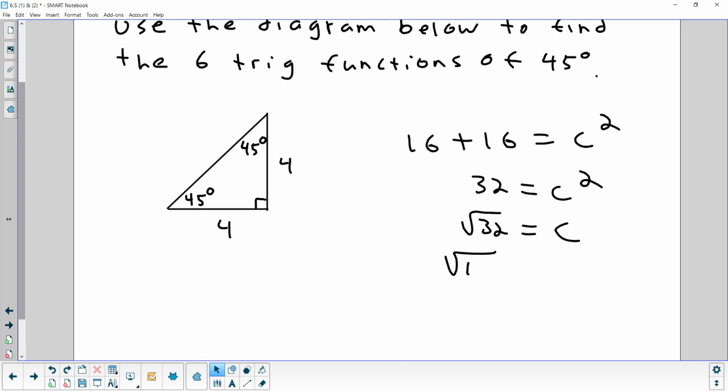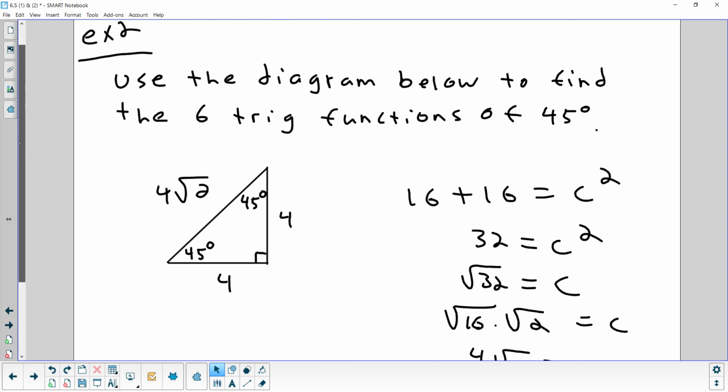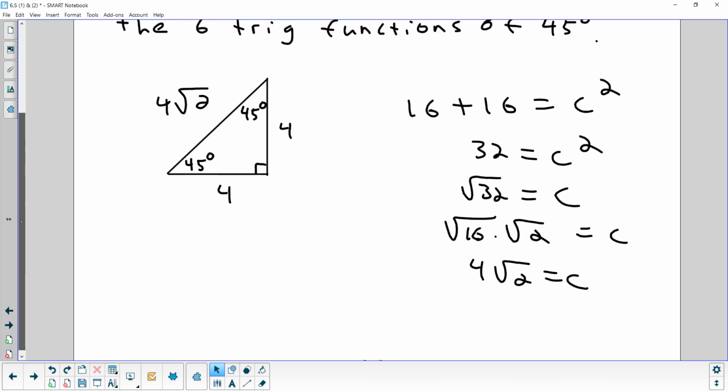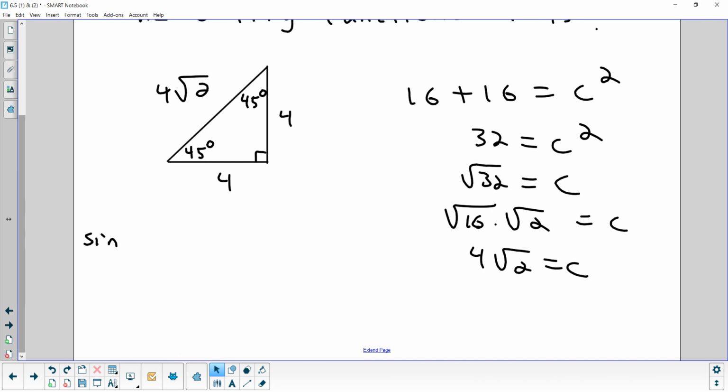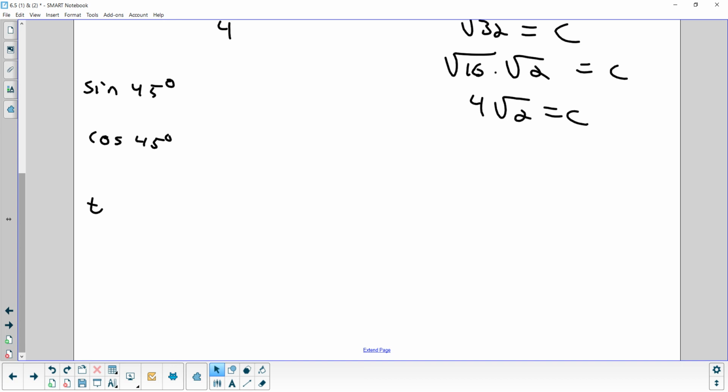All right, so the way I think of this is I think of it as 16 times 2. When you multiply the square roots together, you can separate it into 2 roots. And now the square root of 16 is 4, so 4 square roots of 2. Okay, so we have a hypotenuse of 4 square roots of 2. Oh, they want us to do all 6. Okay. So let's start with sine, cosine, and tan.